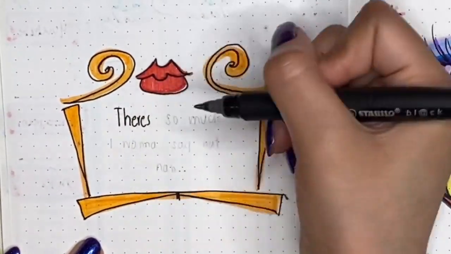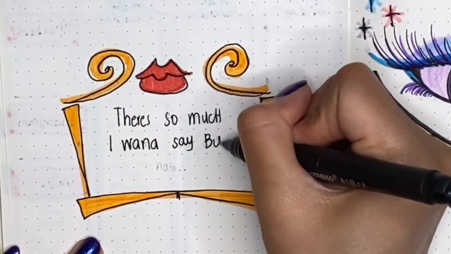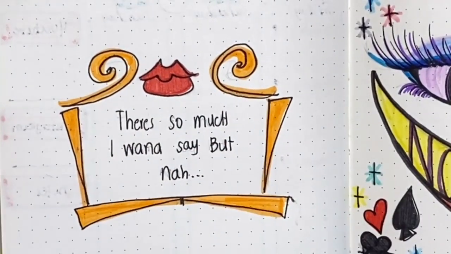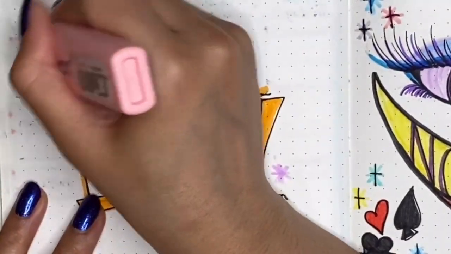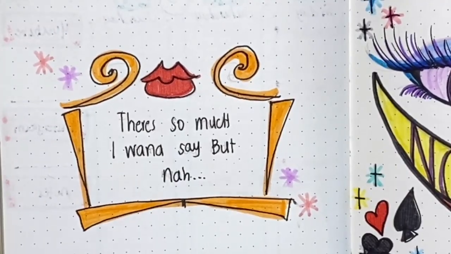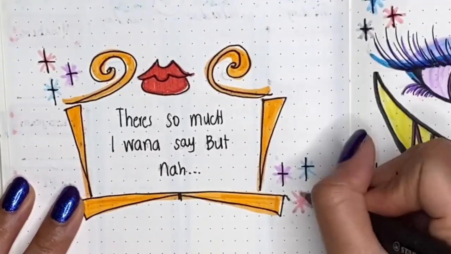So the quote for this month is, there's so much I want to say, but nah. You just have that feeling like, I'm not just going to say anything because it's not even going to matter. I am not sure if the person is even going to be listening, so just so much to say, but nah, not saying anything.